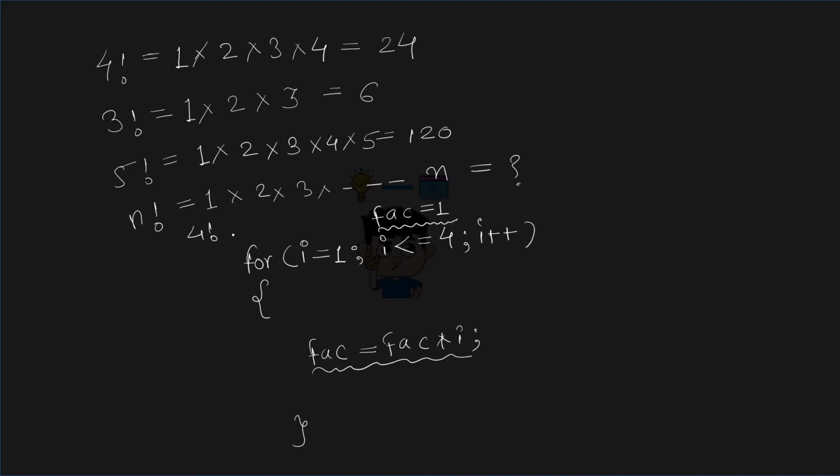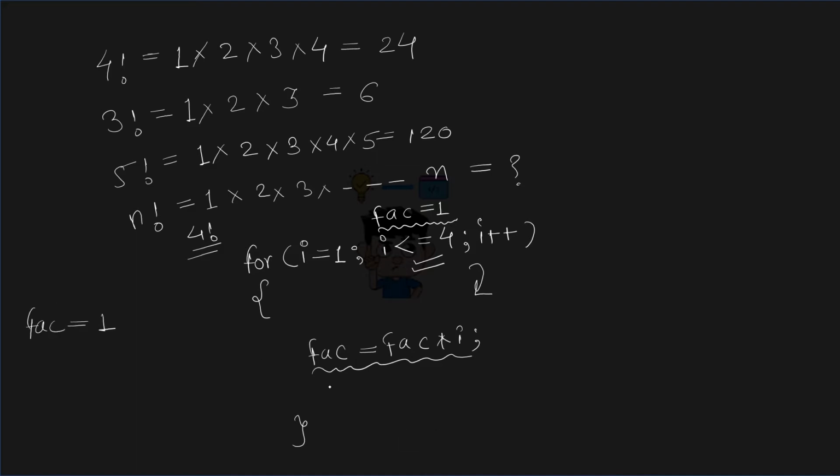So we have to find the factorial of 4. Then inside the for loop, we iterate i from 1. Is 1 less than or equal to 4? Yes, it's less than or equal to 4. Then we come inside the for loop. What is the value of fact? Here the value of fact is 1.